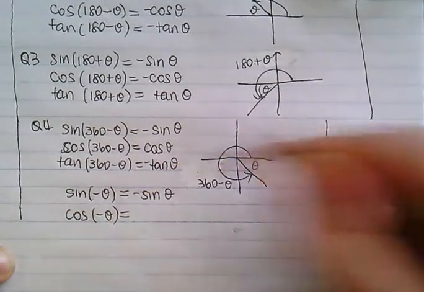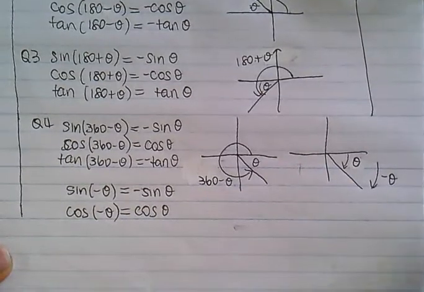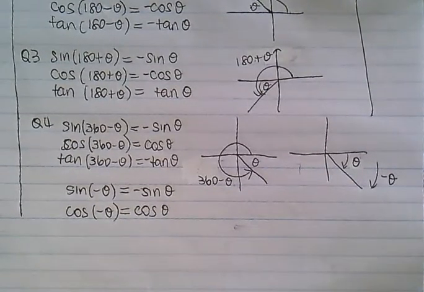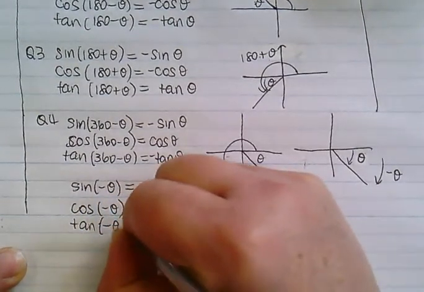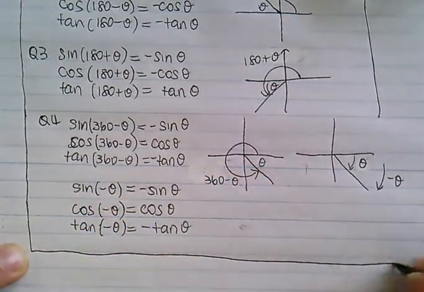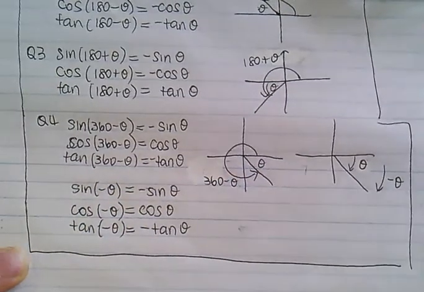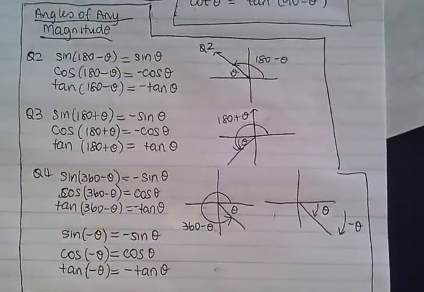Cos of negative theta. Cos is positive in quadrant 4. That's just the same as cos theta. So for example, cos of negative 30 is the same as cos 30. And the tan of negative theta is negative tan theta because tan is negative in quadrant 4. Now they are your angles of any magnitude. A whole heap of them. Okay?